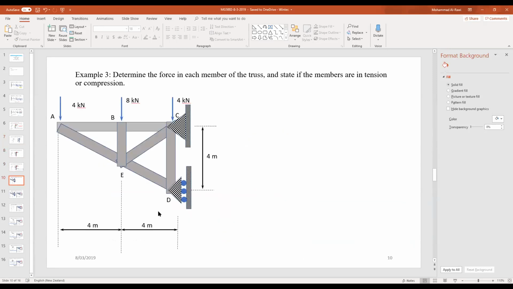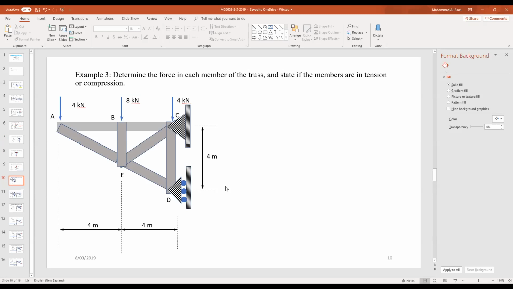All right, example 3, truss analysis. Looks scary, right? Like, wow, this is really something different. Determine the force in each member of the truss and state if the members are in tension or compression. We try to do as much as we can, but again, I will share the slides with you later because I solved this question step by step, and maybe I made a mistake at the end. I want you guys to discover it.